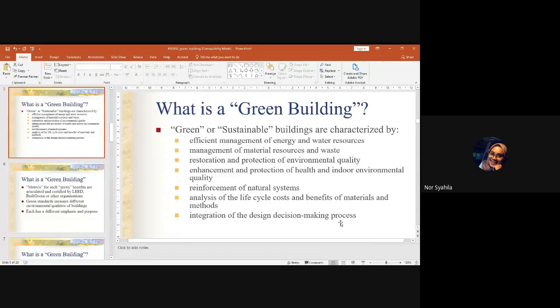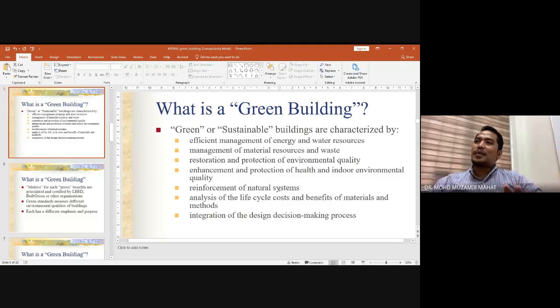Alright, this is how green buildings are being categorized, the so-called sustainable building. So we are at point number six: analysis of life cycle cost and benefit of materials and methods. Anything that we do, cost is number one. Not only about building any specific structure, but if you want to buy food, you need money. So cost is highly important. In here, the life cycle cost should be included.